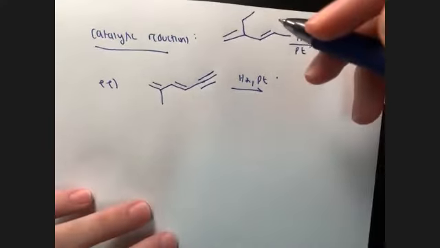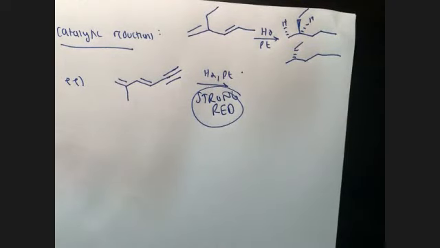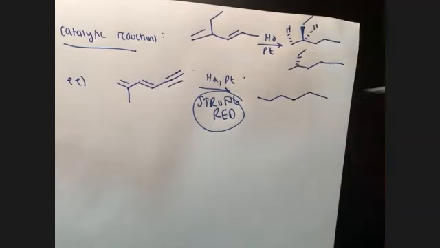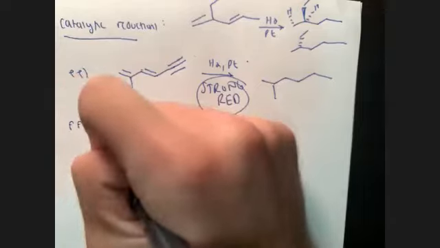So the same thing is going to happen here. H2 platinum is the strong reducing agent, so I'm going to write strong red. Every single pi bond, it doesn't matter how many and it doesn't matter what type, either alkene or alkyne, every single one is going to go back to the alkane. So basically the resulting structure is 1, 2, 3, 4, 5, 6. Done. That's it. No mechanism, no nothing.